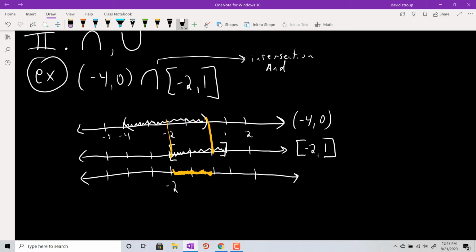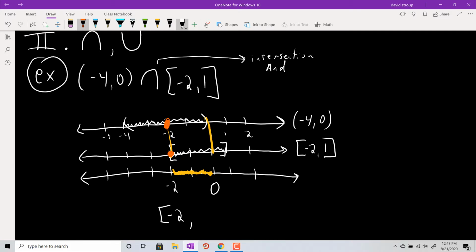It's included in the first number line, and then it's included as an endpoint on the second number line. So we include it in our final answer, right? So we're going to have a bracket -2, and then we go all the way up to 0. Okay, and do we include that?